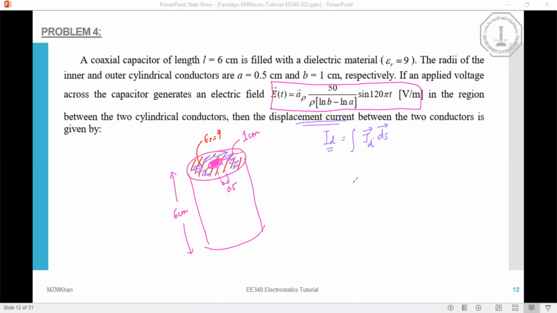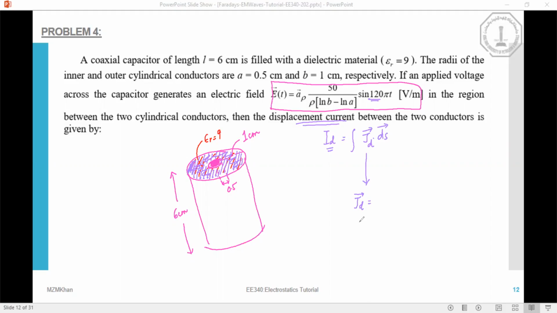So you need to find the displacement current density, because once you know it, you just integrate it over the area of your dielectric. Then you will get the displacement current, because we know the displacement current exists in this dielectric region because of this electric field. Because of the time varying electric field, you will get a displacement current density existing in the dielectric region. So our objective is to find J_D bar.